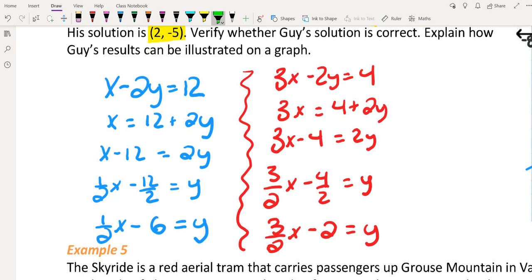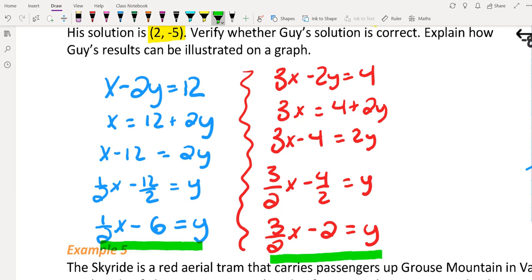So the first step was to convert these equations into something you can work with. I converted both of them into slope-intercept form. The first equation was y is equal to 1/2 x minus 6, where my slope is 1/2 and my y-intercept is -6. My second equation, when I manipulated it, I had y is equal to 3/2 x minus 2, where my slope is 3/2, so my rise is 3, my run is 2, and my y-intercept is -2.